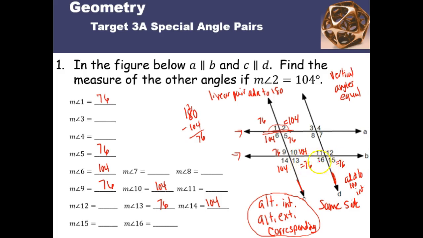Some people want to say these are same side interior or same side exterior, 13 and 15, but 13 is interior and 15 is exterior, so they can't be same side interior or same side exterior, so they're corresponding. So 13 and 15 are corresponding and they're equal because the lines are parallel. So 13 and 15 are both 76. And then I know 11 is 76 because it's vertical with 15.